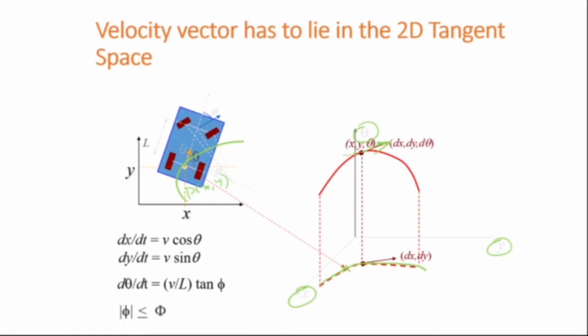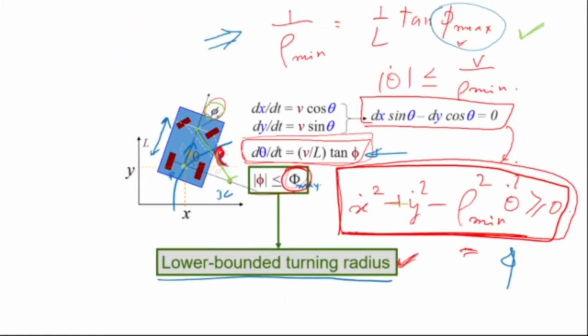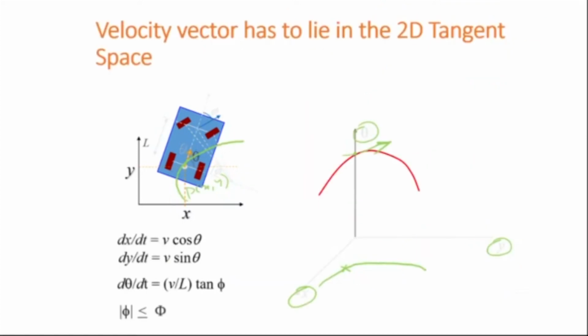Okay, depending on whatever theta you are on. Now this is one. Now we also saw that the velocity vector is bound by this equation here because of the turning radius. So what would actually happen is that this velocity vector is also constrained to lie inside a cone.